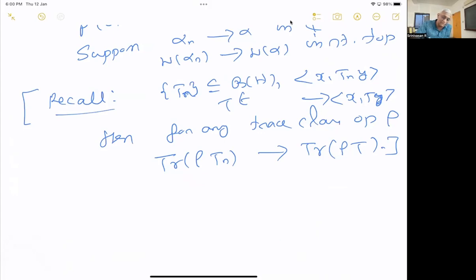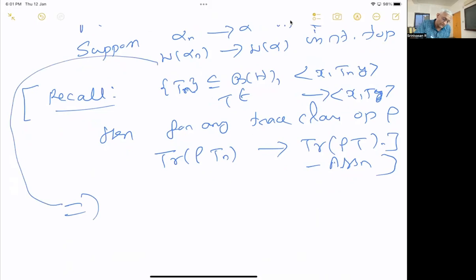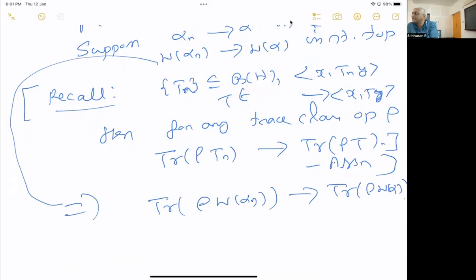So this also I give as an assignment. Please note, you prove this. If that converges, then this happens. In particular, if some Tn converges to T strongly, then this inner product will converge. Strong convergence will imply that. So we have W of alpha n converges to W of alpha. So this implies trace of rho W of alpha n converges to trace of rho W of alpha. That's all. This follows from this exercise.